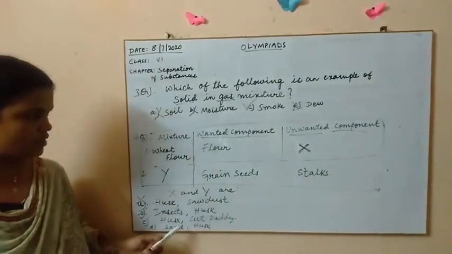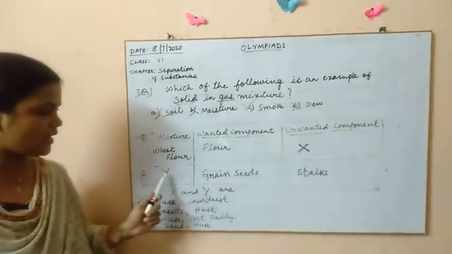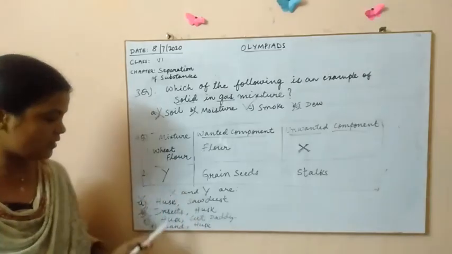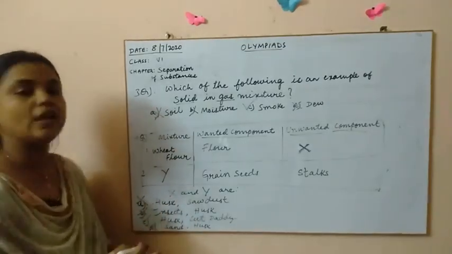Let's see the last option. How can it be sand and husk? Here it cannot be husk. So the D option is also wrong.